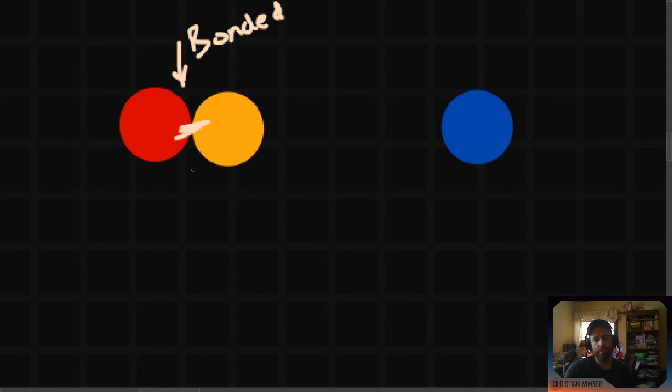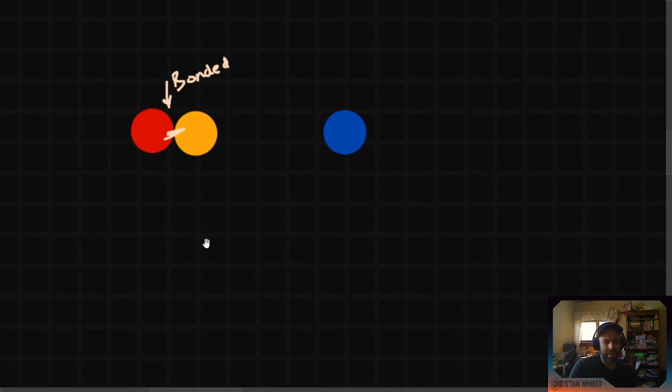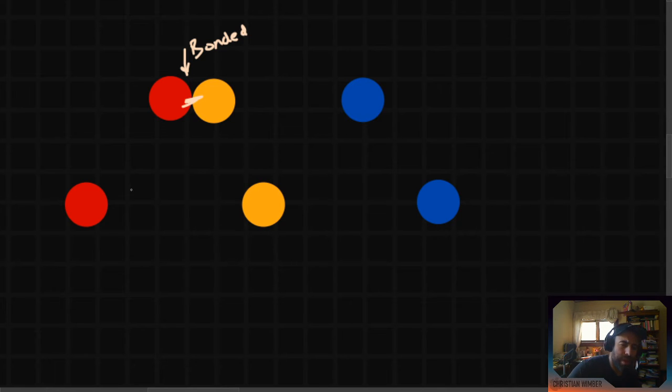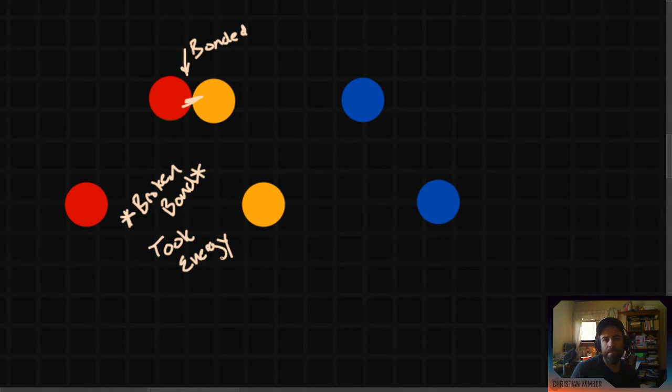And if we want to break them apart, if we want to break this bond, well, it's kind of like, I don't know, magnets. If you want to separate two magnets, you have to pull them apart. And that takes energy. So we've broken the bond. And this took energy. This stored energy. Somehow separating these two seems to be a way of storing energy.